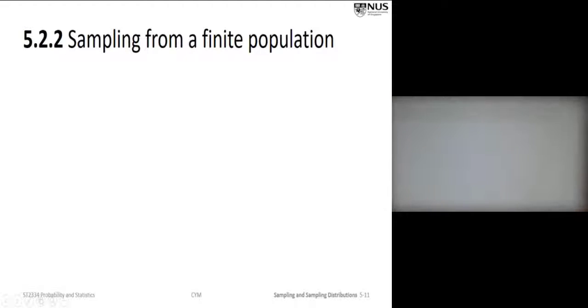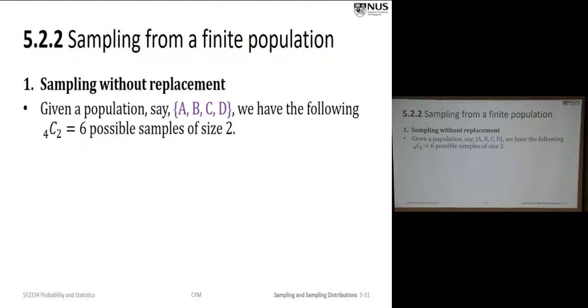Okay, so how about sampling from a finite population? Just now we talked about how to select a random sample. Now we try to select a sample from a finite population. This population is even smaller, only four individuals. I call them A, B, C, D. I want to select a subset or a sample of size 2. There are altogether only 6 possible samples of size 2.